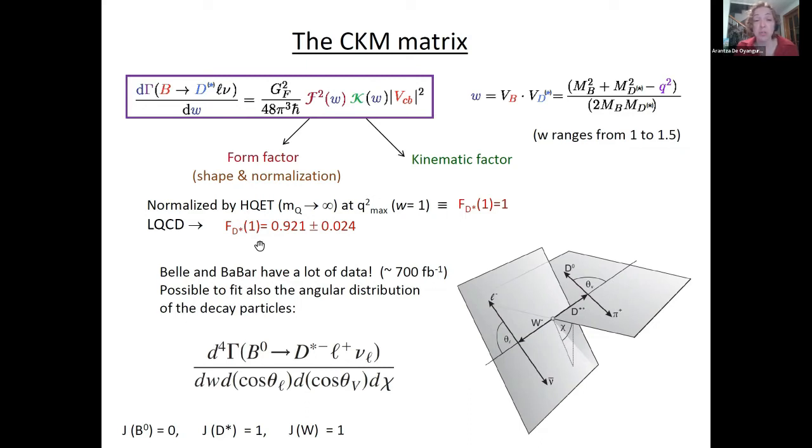So then it is possible not only to do an analysis counting the number of B to D star lepton neutrino decays depending on Q squared or W, but you can also do an angular analysis of the whole process. You see the spin of the different particles here: the B is 0, the D star is 1, and the W is 1. So then you have an angular distribution. You can see here the different angles for the D star and the W. The W decays into a lepton and neutrino, and the D star decays into a D0 and a pi. So then you have the definition of the angles, and you can do the analysis.